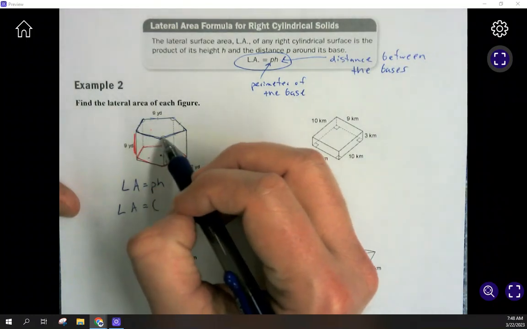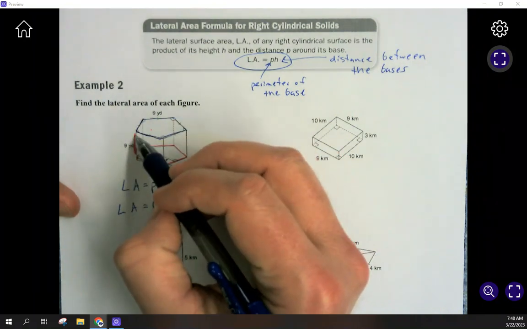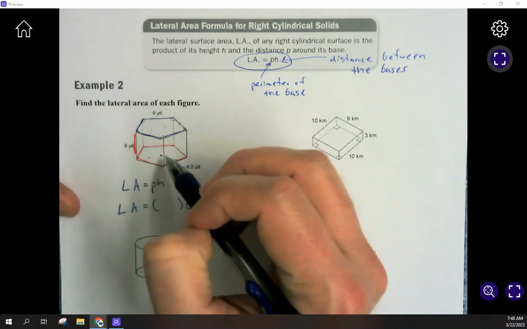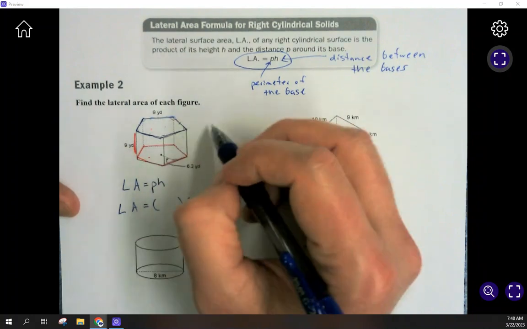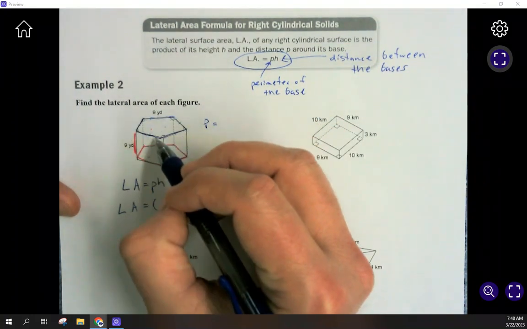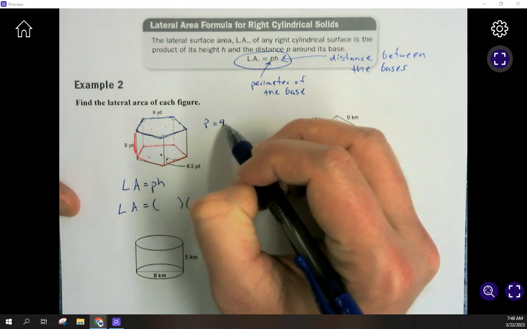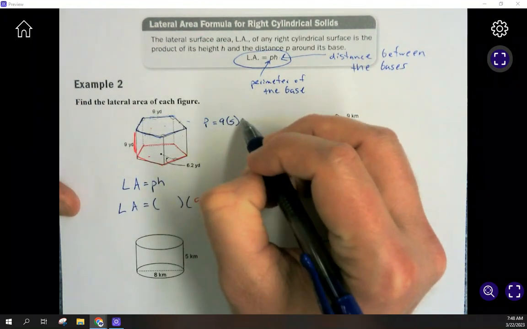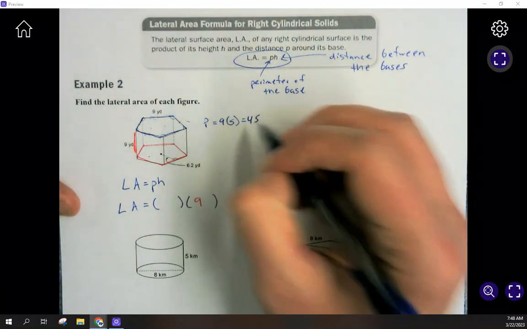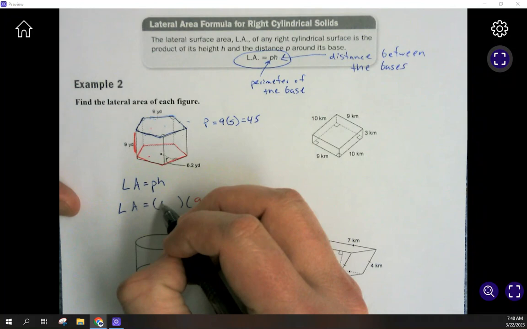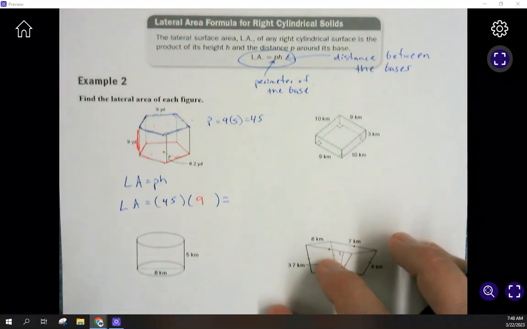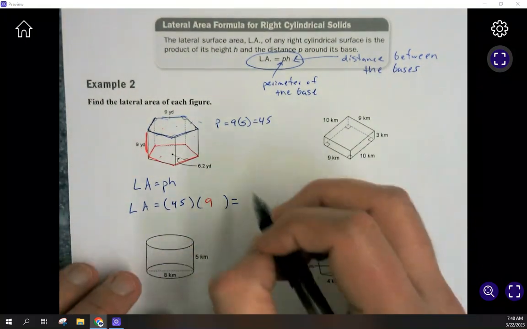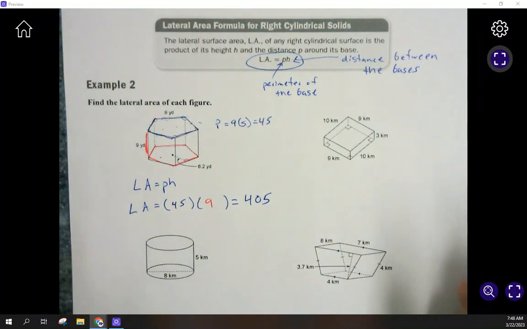Perimeter now is going to be the perimeter around the base, or the perimeter all the way around these lateral faces. These lateral faces are all standing up. The distance around them is the perimeter of one of these bases. So the perimeter of this, they're all 9. You can see the markings show you they're all the same. In this case, it's a pentagon. There's 5 sides. So 9 times 5 is 45. So the perimeter around there is 45. And we're going to do 45 times 9. And we get 405. So the lateral area of this figure is 405.